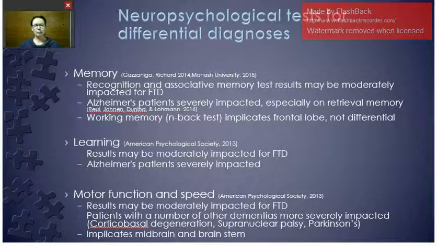Again, learning might be impacted in frontotemporal dementia, but tends to be more severely impacted in Alzheimer's. And motor function, which implicates the midbrain and the brainstem, would tend to be more indicative of issues like corticobasal degeneration, supranuclear palsy, and Parkinson's.